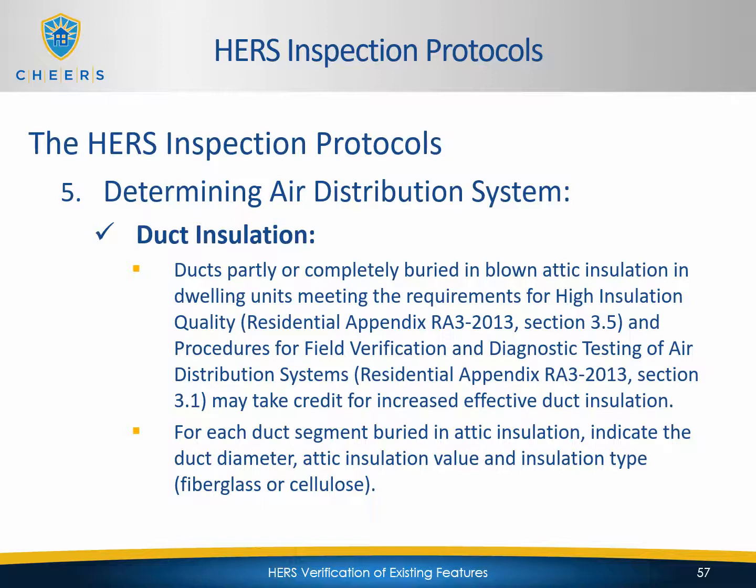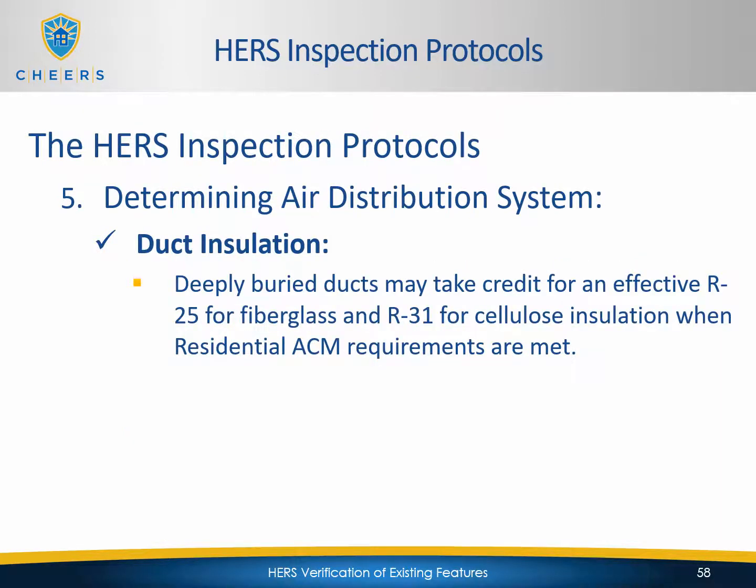Ducts that are partly or completely buried in blown attic insulation in dwelling units meeting the requirements for high insulation quality, which would be QII or quality insulation installation, and procedures for field verification and diagnostic testing of air distribution systems may take credit for increased effective duct insulation. For each duct segment buried in attic insulation, indicate the duct diameter, attic insulation value, and insulation type, whether it be fiberglass or cellulose. Deeply buried ducts may take credit for an effective R25 for fiberglass and R31 for cellulose insulation when residential ACM requirements are met.